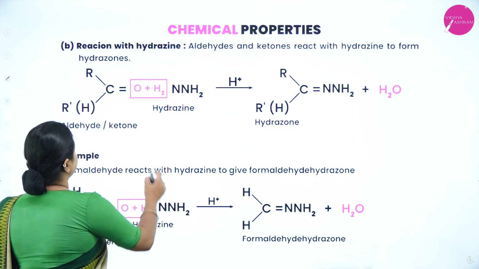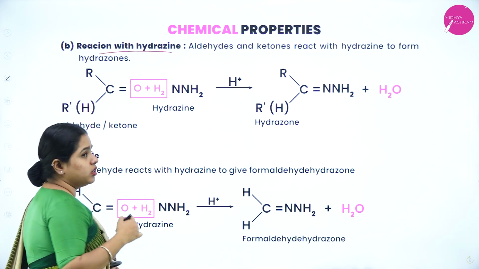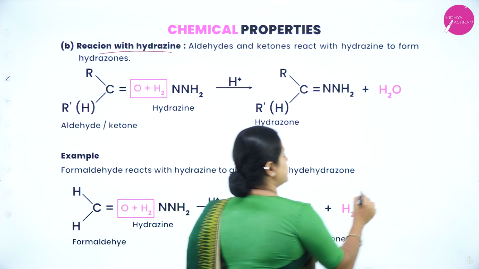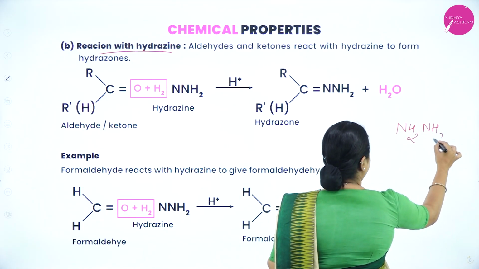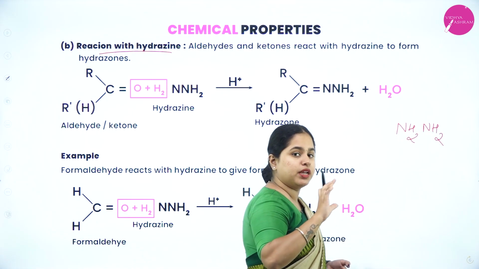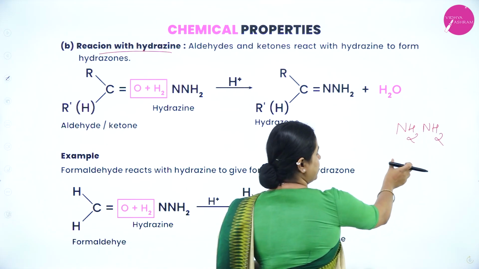Now, moving on to the next one, reaction with hydrazine. Now, what is hydrazine? Hydrazine is NH2NH2. So again, from ammonia, one hydrogen is replaced by an NH2 group. So you get NH2NH2.